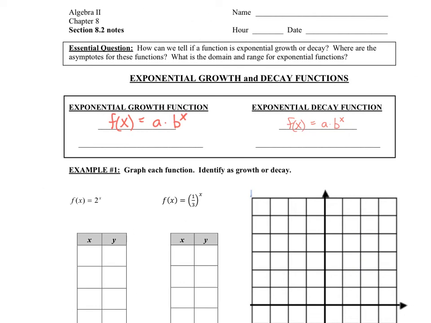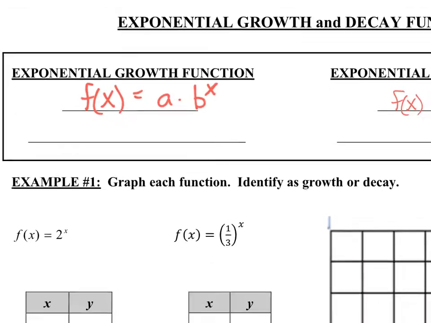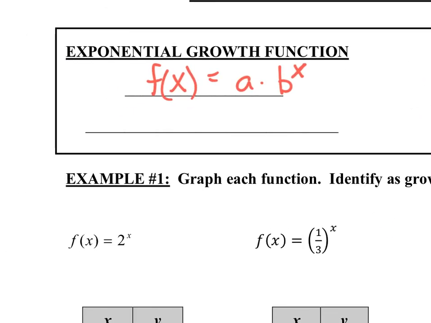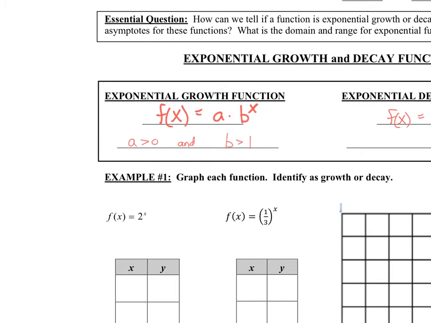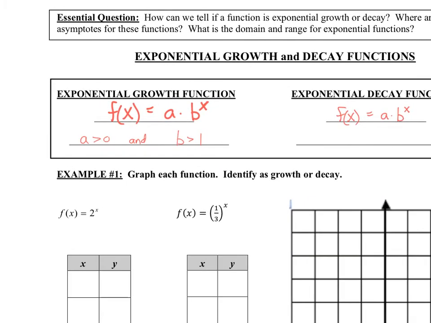All right, section 8.2, we talk about the difference between exponential growth and exponential decay. So what I have written down so far is that both of these equations are a times b to the x power. That is their general form. For a growth function, a must be greater than 0 and b must be greater than 1. Okay, a is greater than 0 and b is greater than 1.